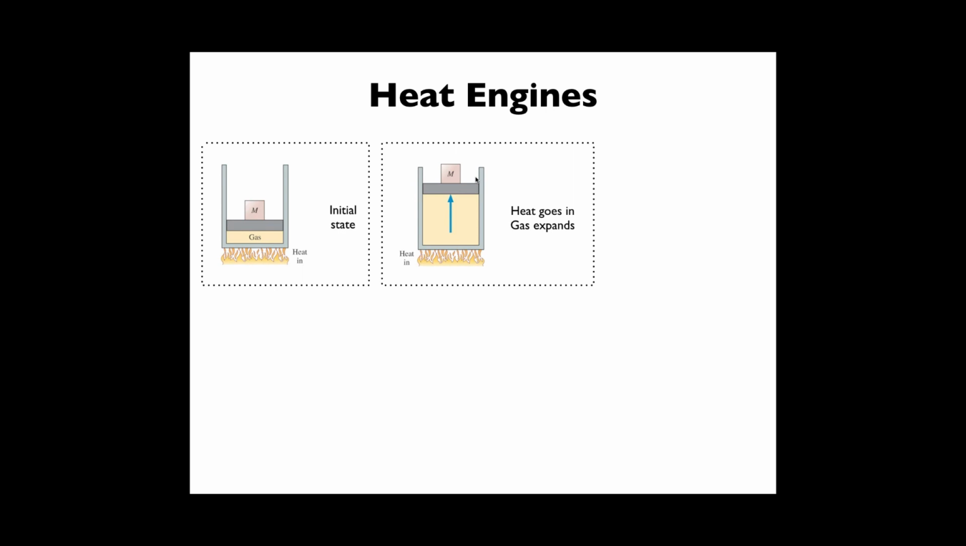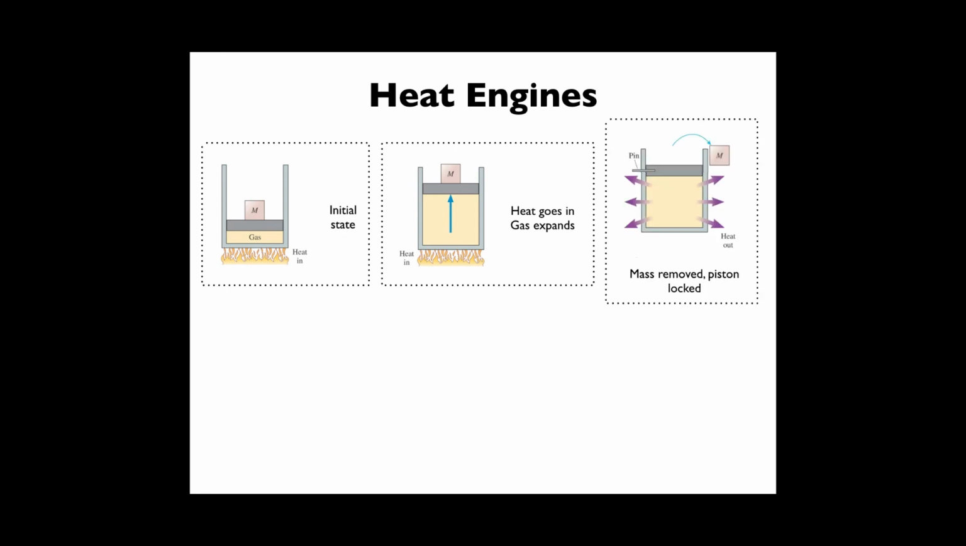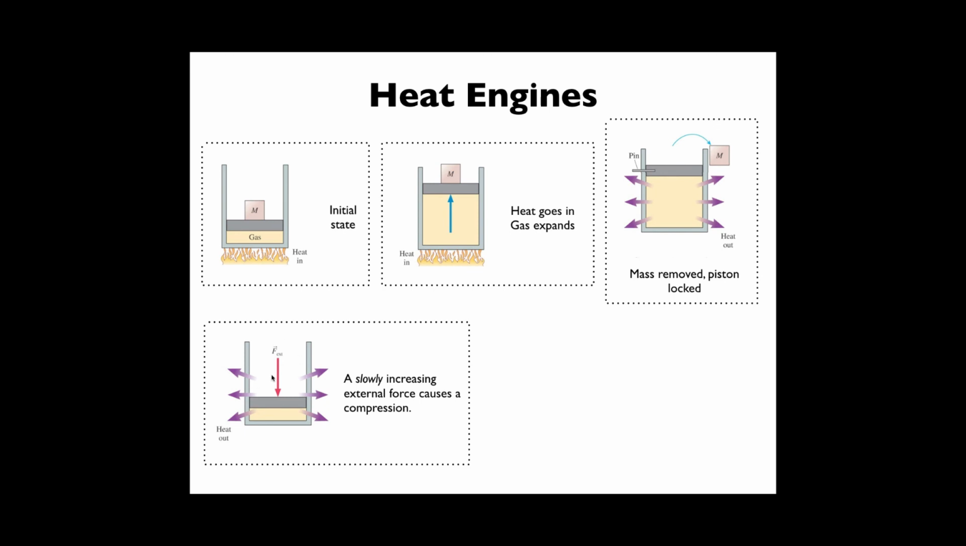Then you lock this piston in place and remove the mass and let heat go out. Well, if you lock the piston in place, that means the volume can't change, which means this is isochoric cooling. Okay, heat's coming out, so you have isochoric cooling from here to here. All right, then if you slowly increase the external force, if you push down slowly, you cause a compression. That's going to be an isothermal compression, and slowly is the key word here. Okay, so we have isobaric expansion, isochoric cooling, and then an isothermal compression.